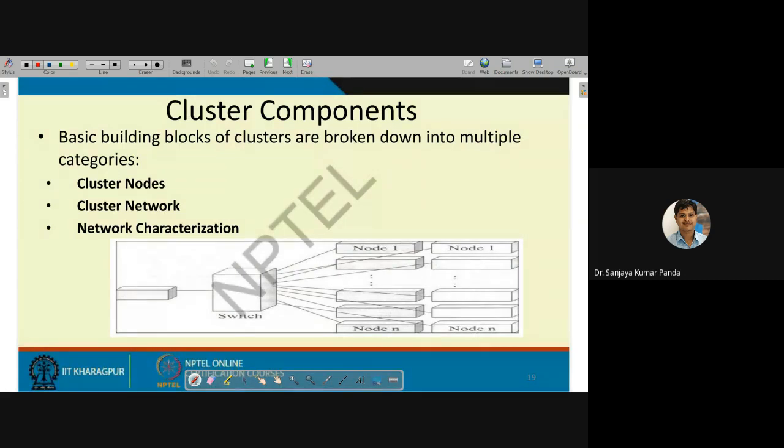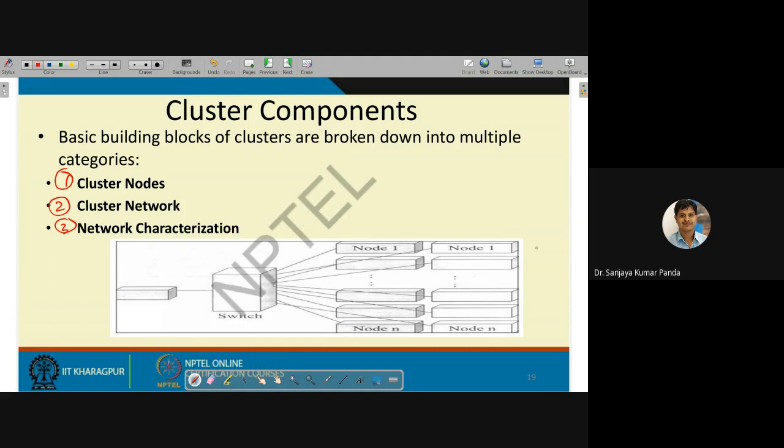Now, if you look into components, like in the grid case also, we have seen three different components. One is user, another is group, another is size. So here you can see the basic building blocks of clusters are broken down into three parts. One is your cluster node. Second one is called cluster network. Third one is called network characterization. Okay. So here you can see how these things are connected to each other.